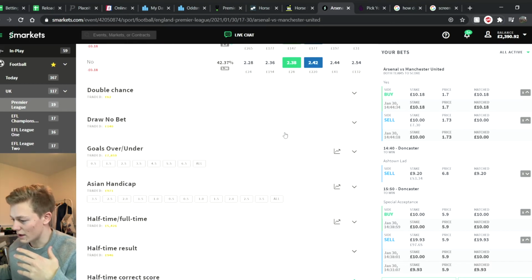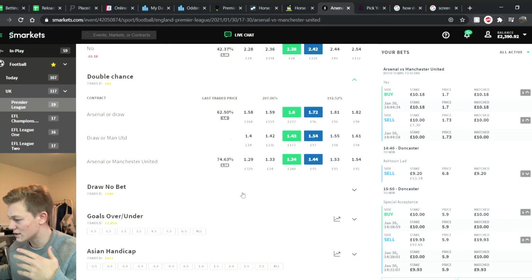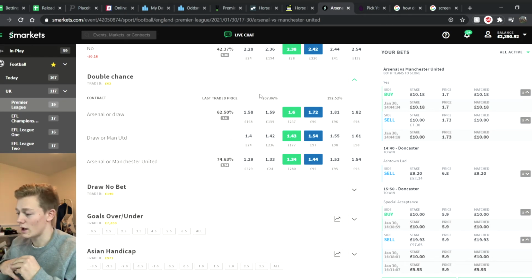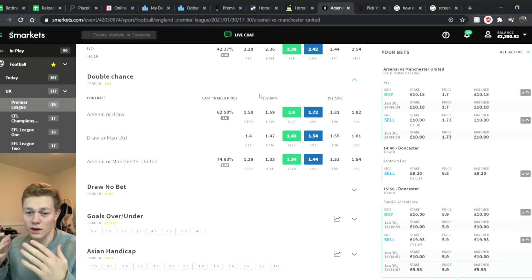If we go to something that has even less, like double chance, then we can see our spreads get even bigger, so 0.1 to 0.11. It's good to know about these spreads because if you can identify a larger spread, you might not be getting as good lay value as you may get on an event with higher liquidity.